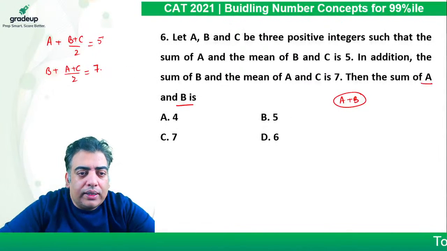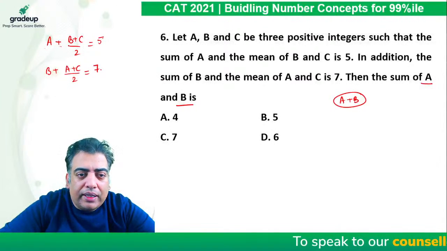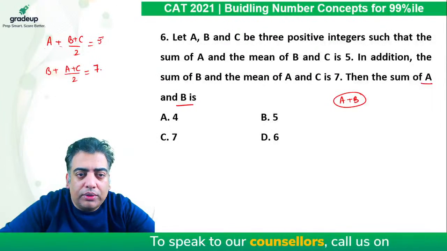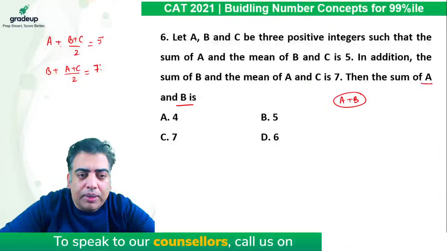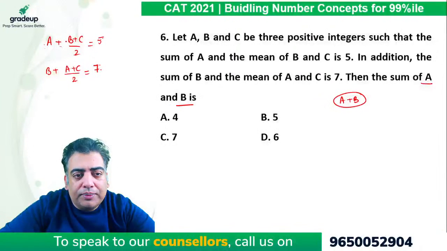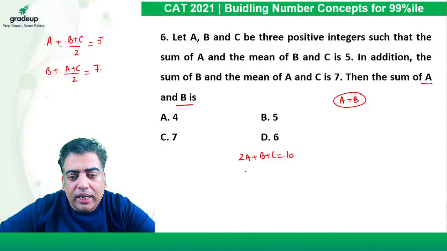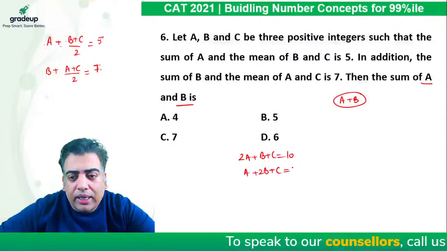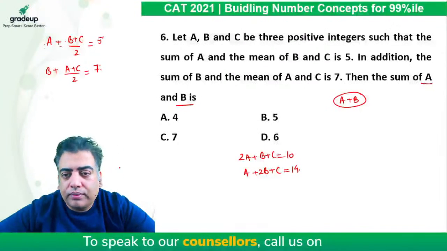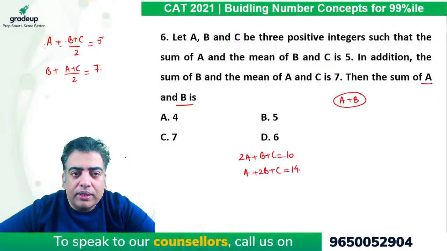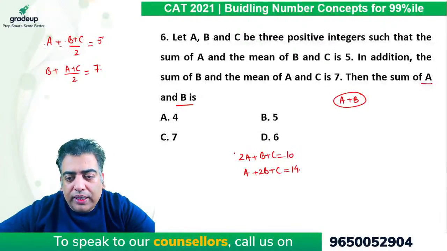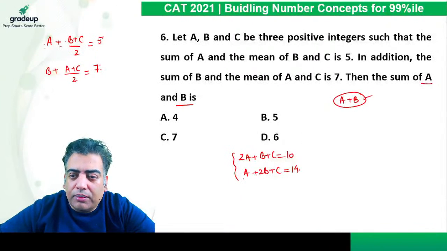In order to solve it, let's simplify these equations. Multiply throughout by 2 and multiply here again by 2. So it becomes 2A plus B plus C equals 10, since 5 into 2 is 10. In the second case, it becomes A plus 2B plus C equals 7 into 2, which is 14. Given to me is that A, B, and C are three positive integers. Now by solving these two equations, we have to find the sum of A and B.